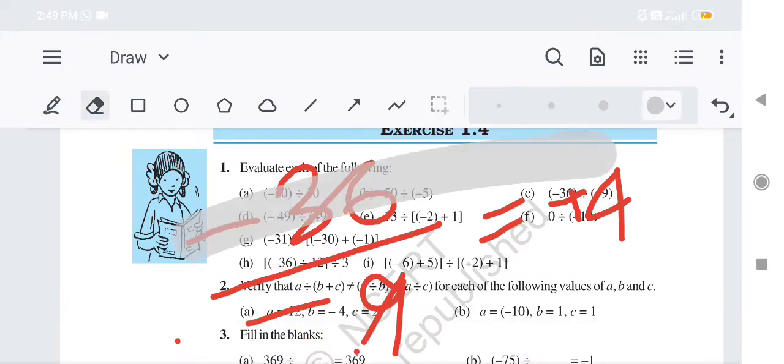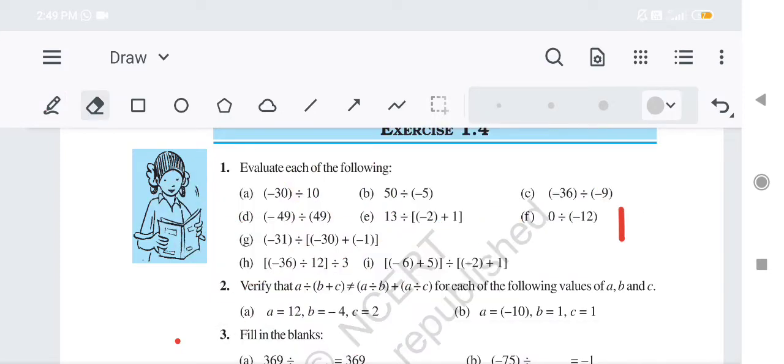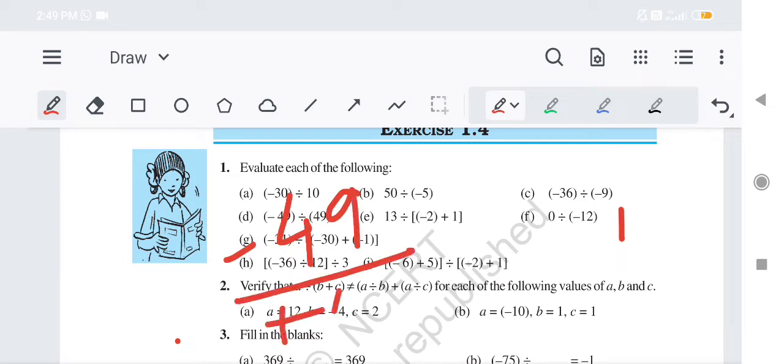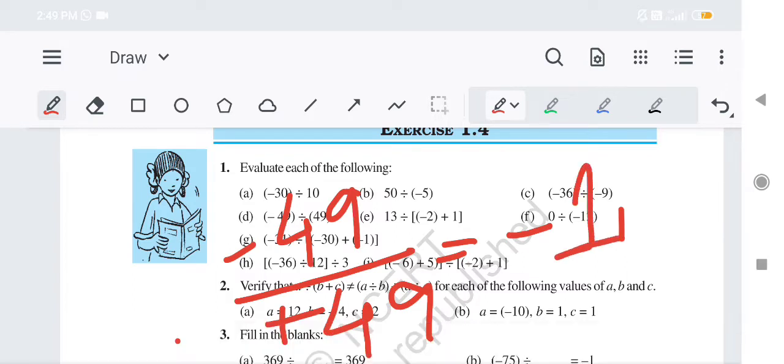Let's come to the next sum. Here minus 49 is divided by plus 49. Two different signs, means the answer will always be a negative integer and the numbers will be divided, and after dividing the numbers we will see that it will be minus 1 only.